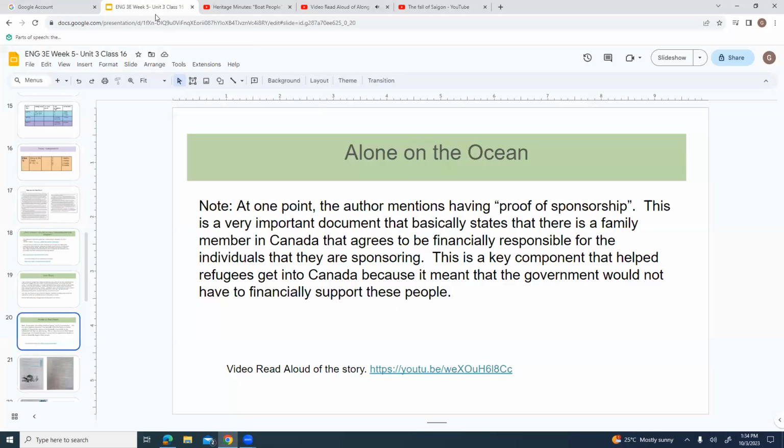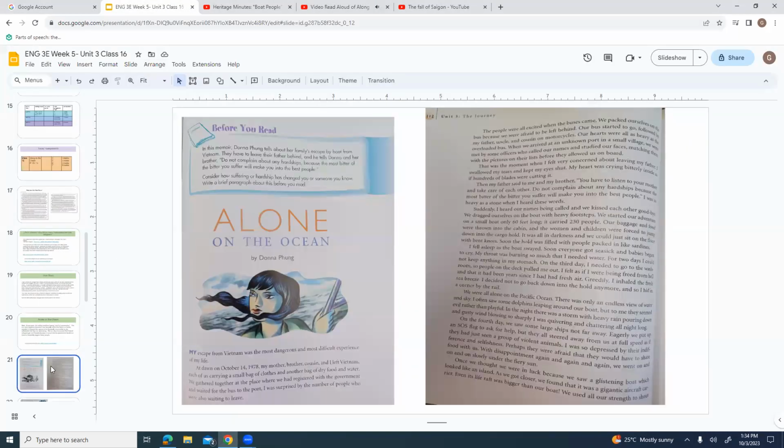It's a memoir, so it is a memory of an actual event. My escape from Vietnam was the most dangerous and most difficult experience of my life. At dawn on October 14th, 1978, my mother, brother, cousin, and I went to Vietnam, each of us carrying a small bag of clothes and another bag of dry food and water. We gathered together at the place where we had registered with the government and waited for the bus to the port. I was surprised by the number of people who were also waiting to leave.